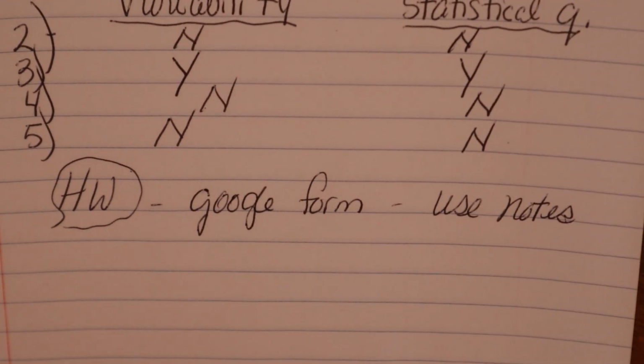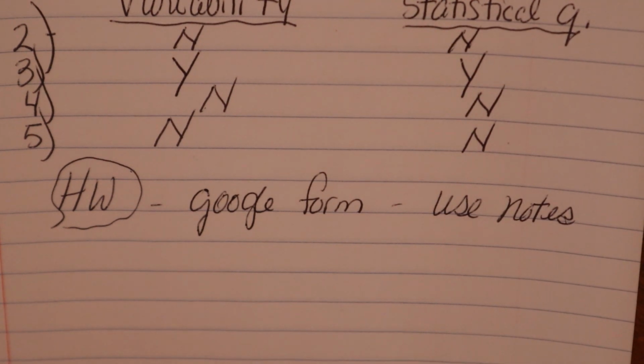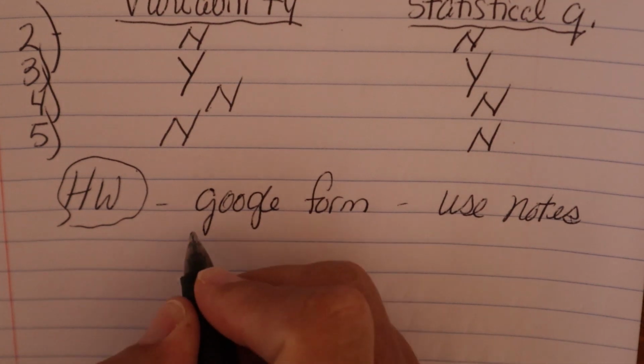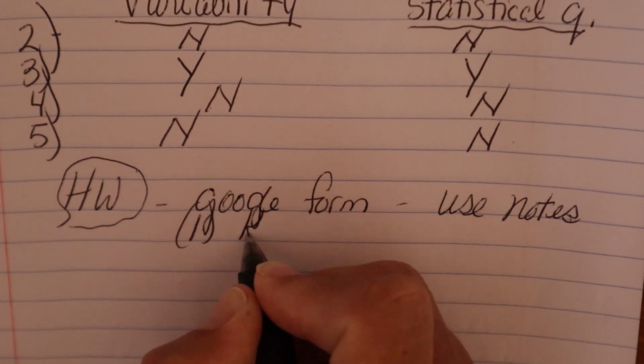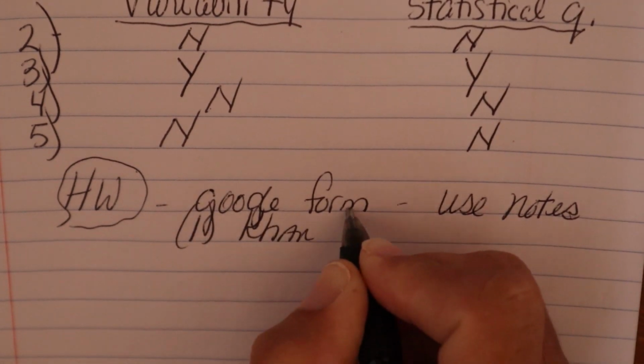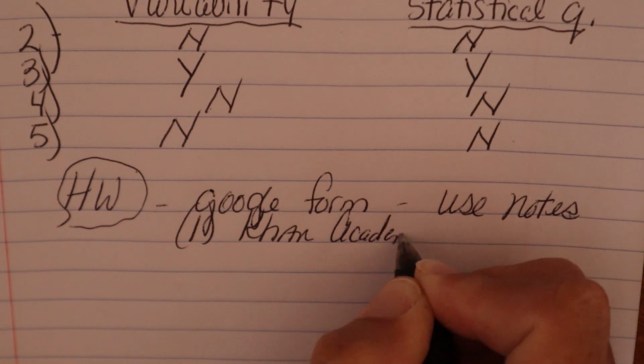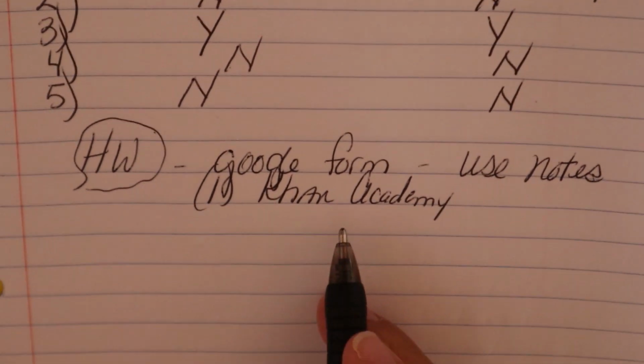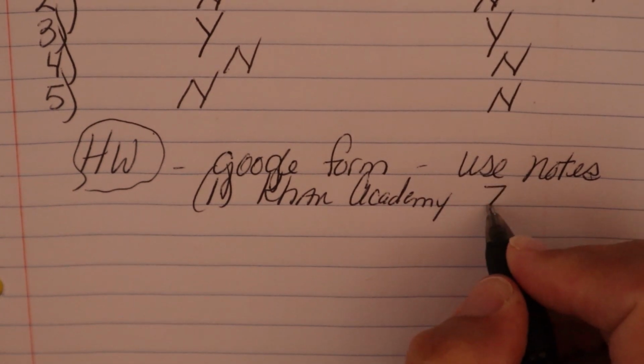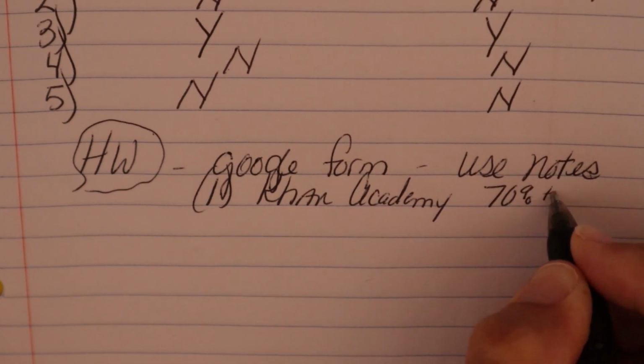So good luck with today's lesson. And there's one Khan Academy. So you have a Google form, and then you have one Khan Academy. Please make sure you guys are doing your work. I would really appreciate it, and you're getting that 70% or greater.